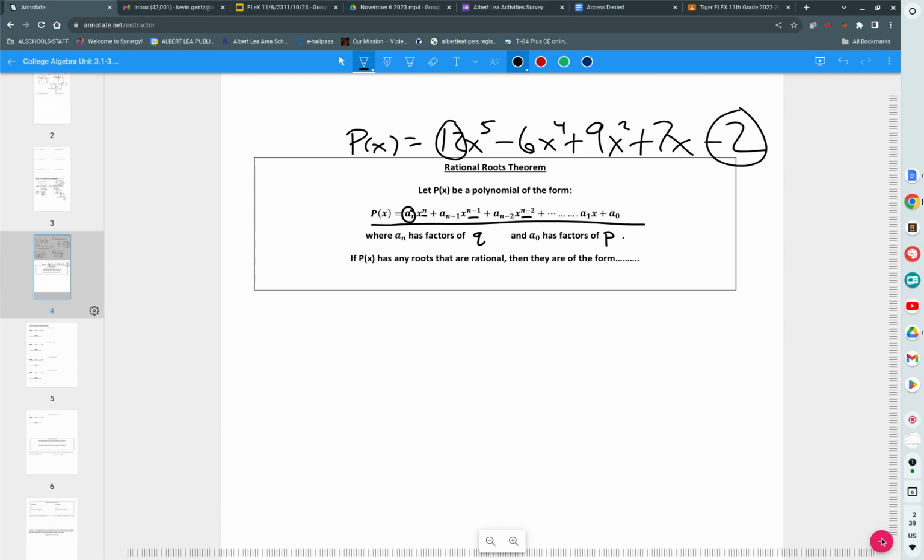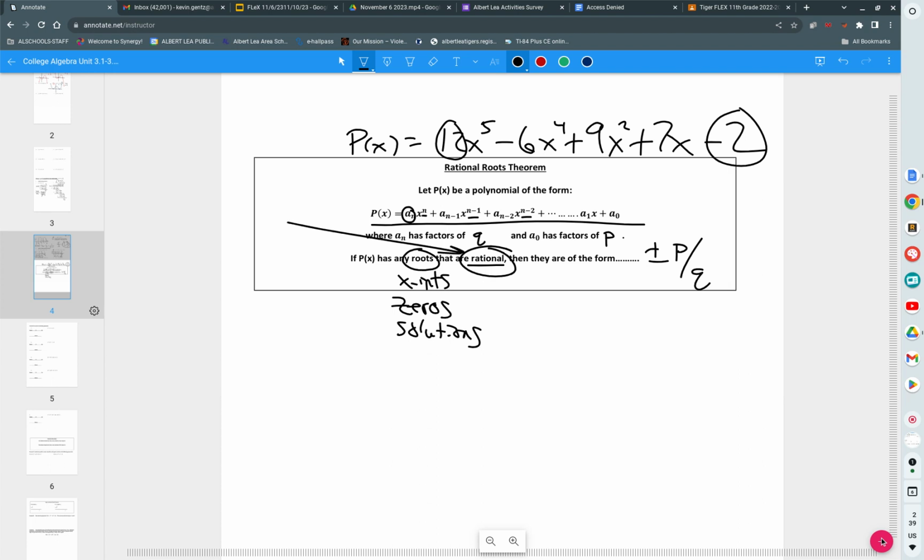Whatever solutions this thing has, any solutions that exist that are rational, any roots, is another word for x-intercepts. It's another word for zeros. It's another word for solutions. Those all mean the same thing. If there are any solutions, they're going to be of the form plus or minus p over q. You just take factors of the back and factors of the front, and that's going to tell you what your possible solutions are.